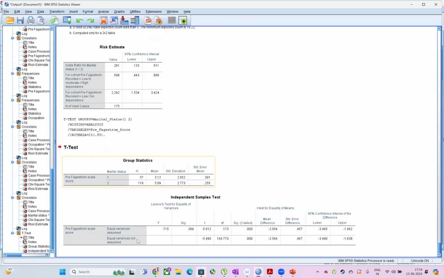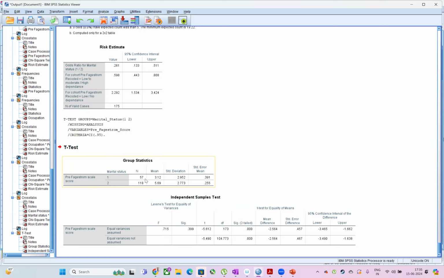So this is the interpretation of the independent sample t-test. For unmarried, this is the mean and this is the standard deviation. For married, this is the mean and this is the standard deviation. Here we have the asymptotic p-value to be 0.000. So the difference in the nicotine dependence score between unmarried and married is statistically significant at the 95% confidence interval.